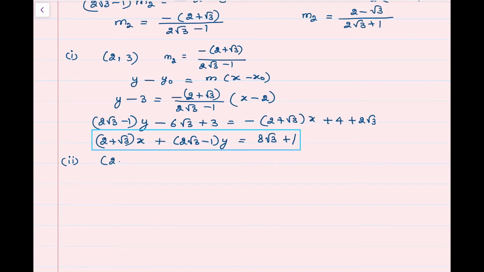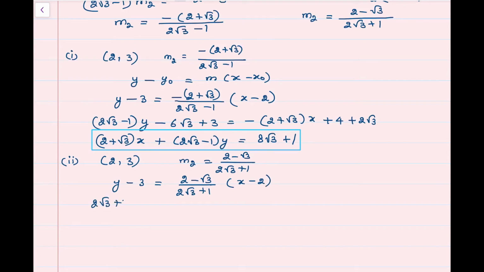It passes through the point 2, 3, but the slope here is 2 minus root 3 divided by 2 root 3 plus 1. We will use point slope form. Y minus 3 is equal to, slope is 2 minus root 3 divided by 2 root 3 plus 1 times x minus 2. Cross multiply. 2 root 3 plus 1 into y minus 6 root 3 minus 3 equal to 2 minus root 3 times x minus 4 plus 2 root 3.